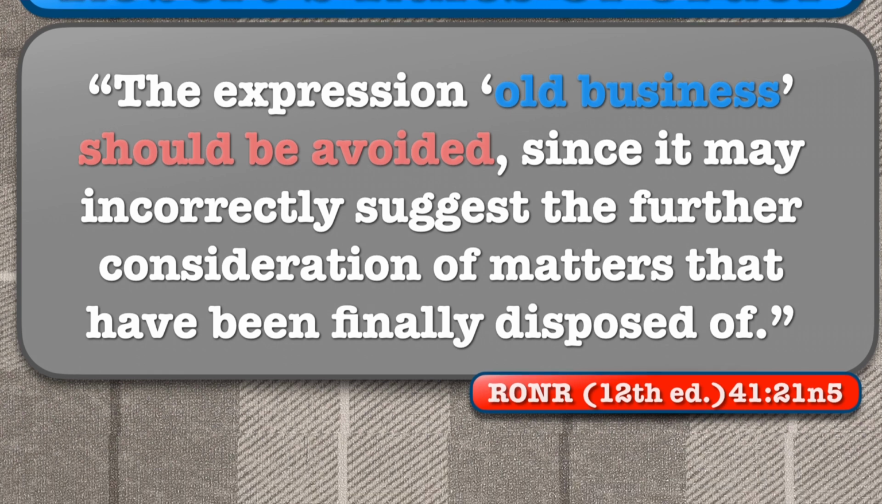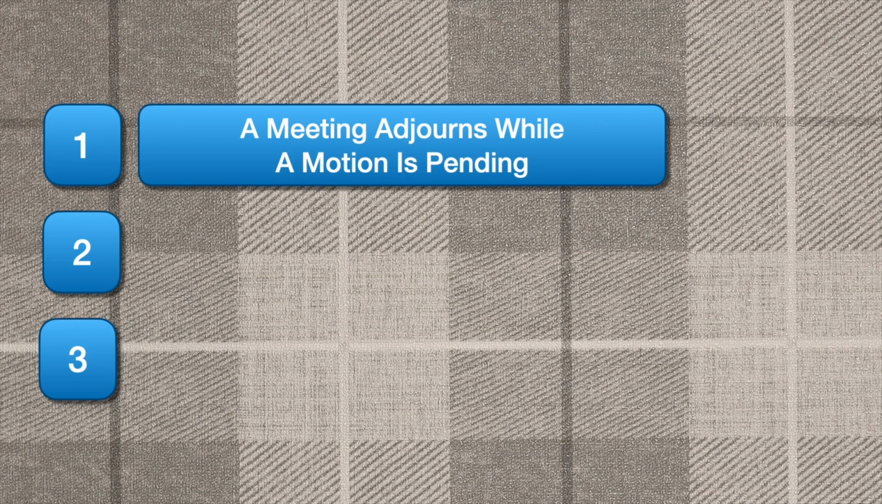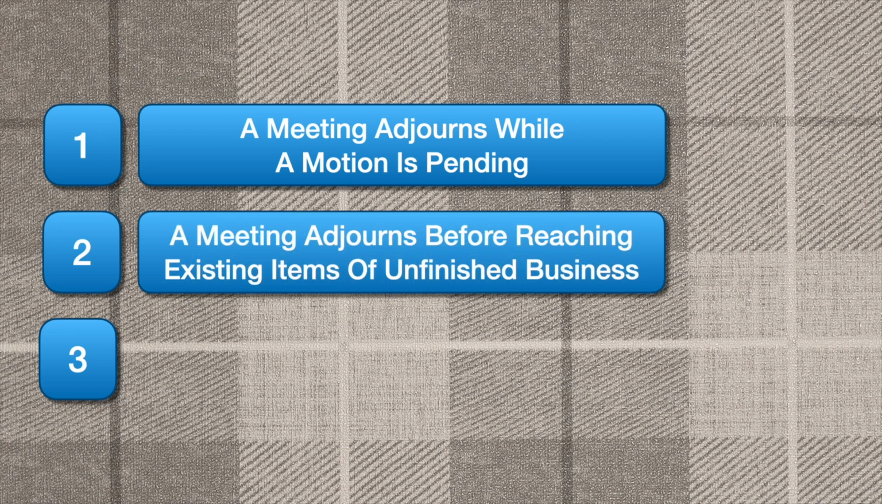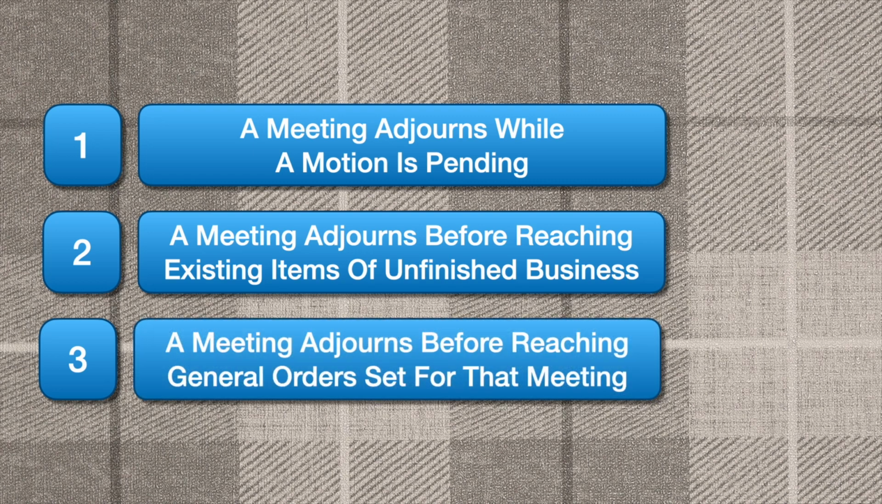Let's take a look. Unfinished business is created in any one of three ways. A meeting adjourns while a motion is pending. A meeting adjourns before reaching existing items of unfinished business, or a meeting adjourns before reaching general orders set for that meeting. You'll notice that all of these involve a meeting's adjourning before some item of business has been completed, and that is what creates unfinished business. We'll start with the first case.